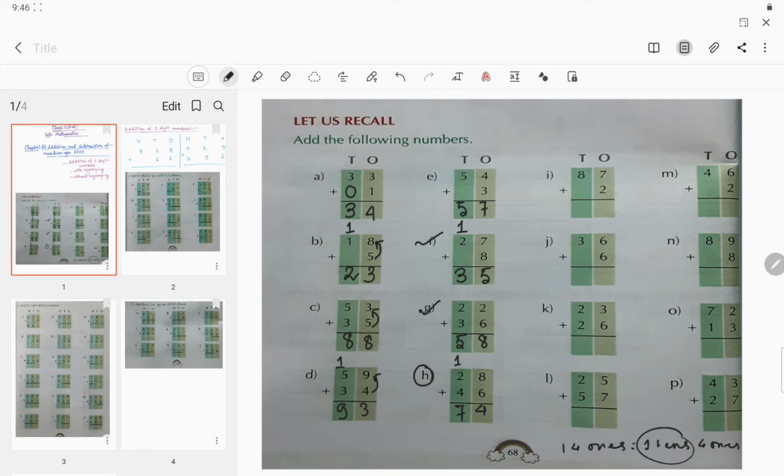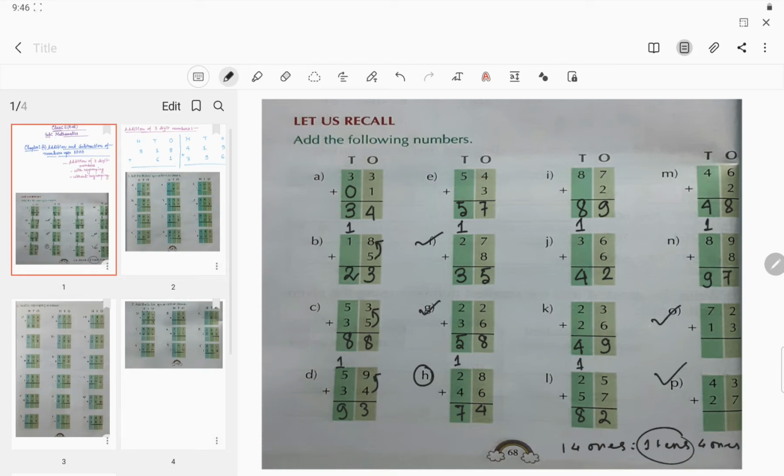Similarly, 7 plus 2 is 9. 6 plus 6 is 12. Carry over 1. So 3 plus 1 is 4. 6 plus 3 is 9. 2 plus 2 is 4. 7 plus 5 is 12. Carry over 1. So 5 plus 2 is 7 and 7 plus 1 is 8. Similarly, 2 plus 6 is 8 and it will be 48. 8 plus 9 is 17. So carry over 1. 8 plus 1 is 9.